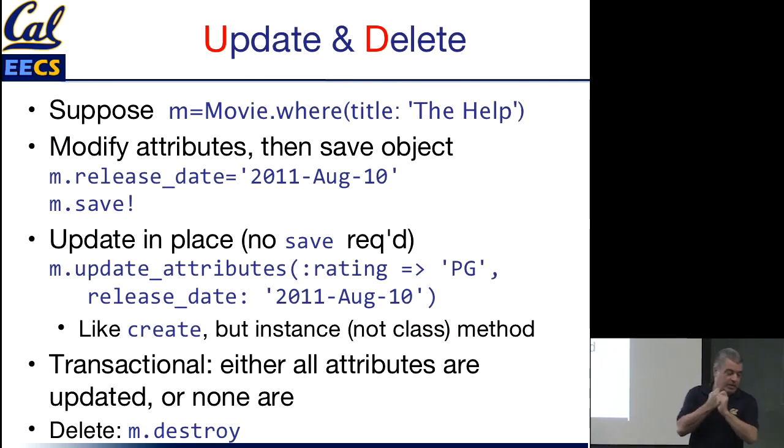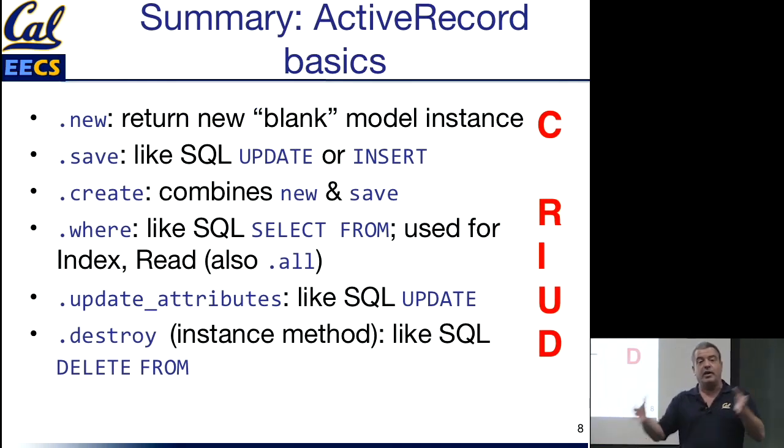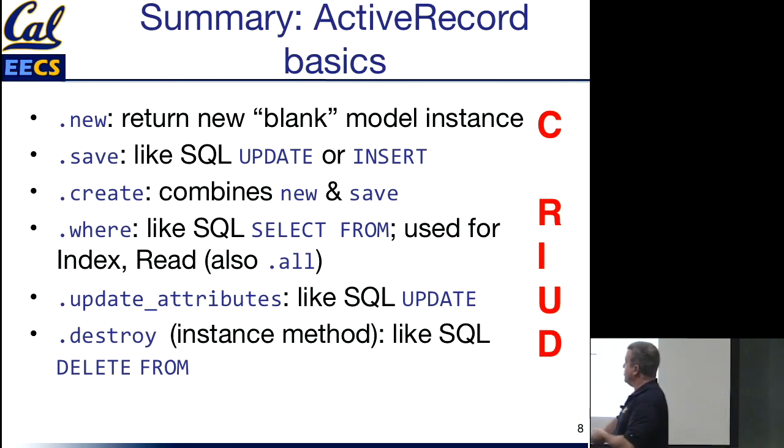OK? All right. So let's summarize where we are so far with this. And again, this is like 1% of 10% of Active Record. But I just want to get you off the ground to the point where you can do the homework. And if you want, the optional Active Record practice exercises I will publish tomorrow.